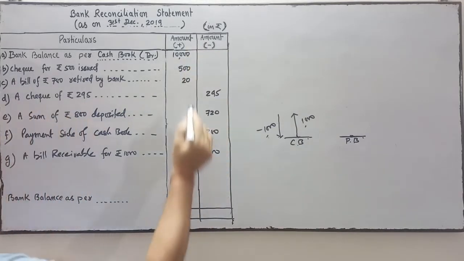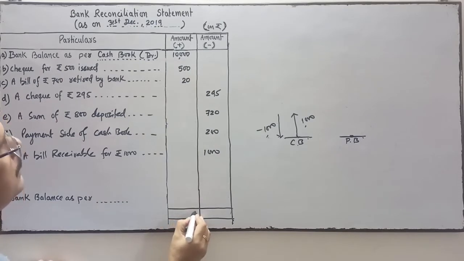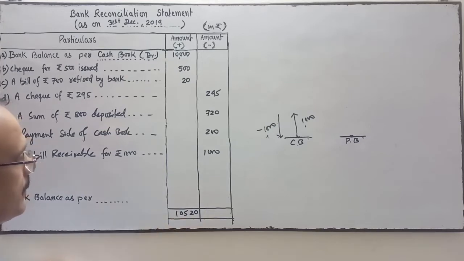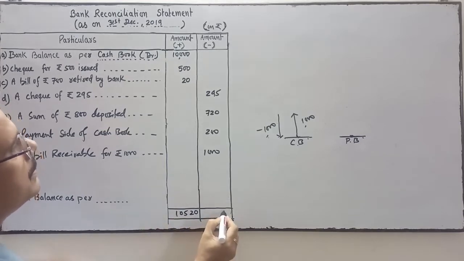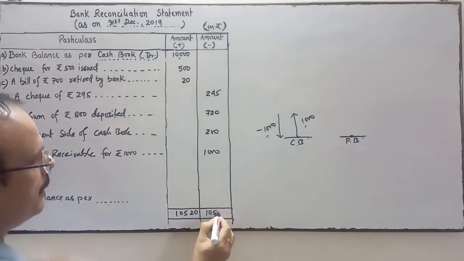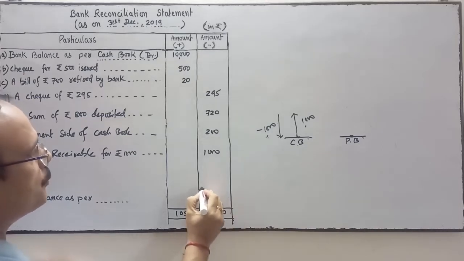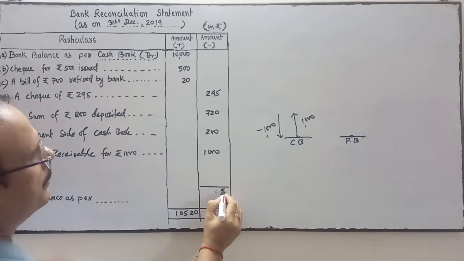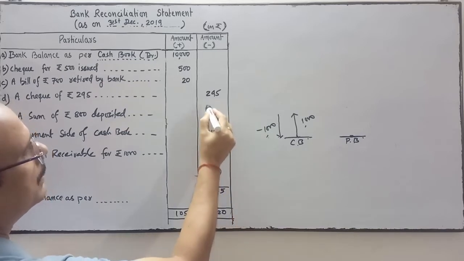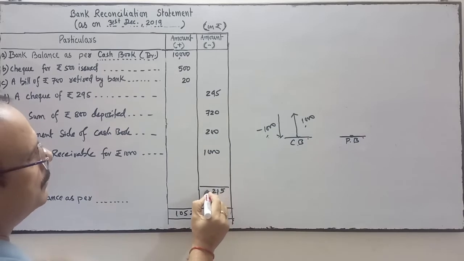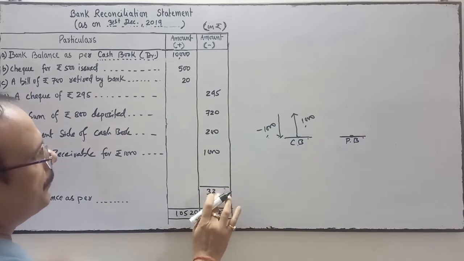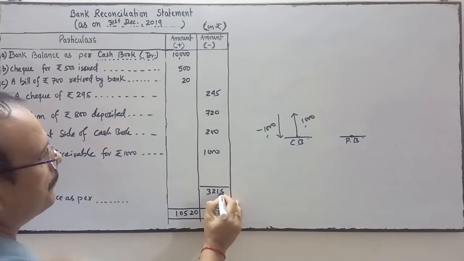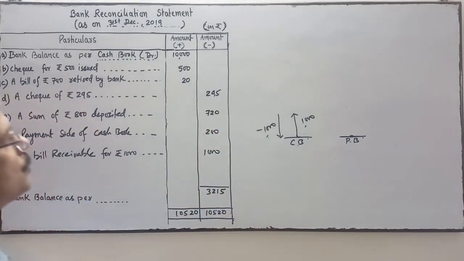Now we will do the total of both the sides. This side total is 2501. And this side total is less than that, so you write the same figure over here and the difference amount you write over here. This side total is 3215.